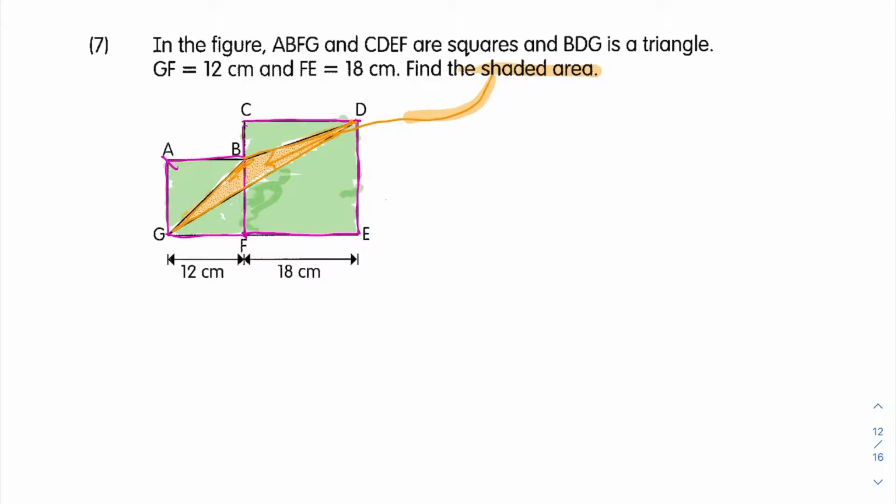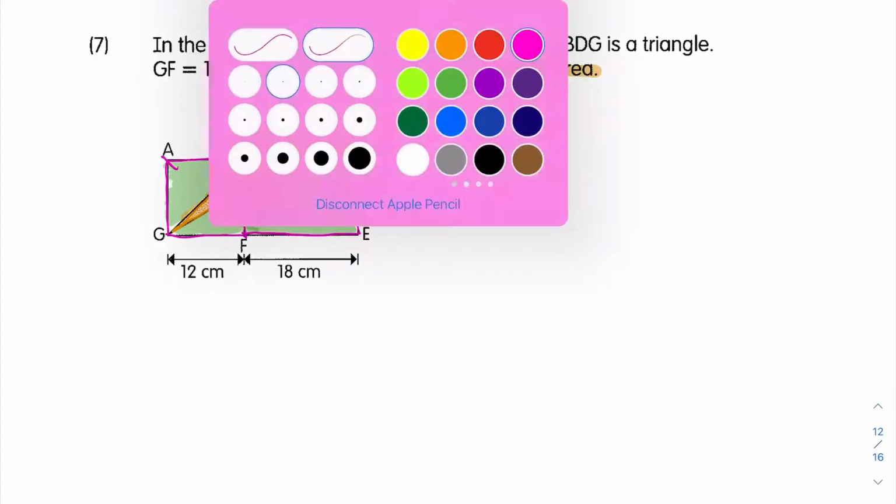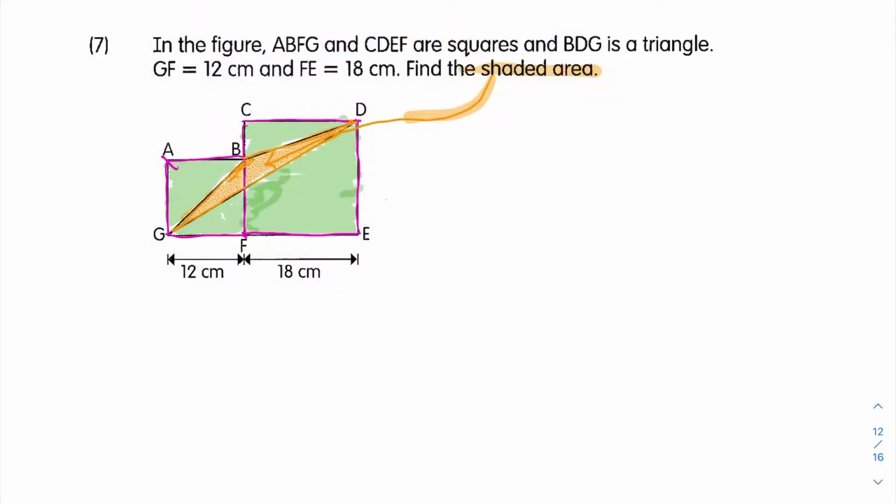Okay. And there really isn't an easy way to find it. We are going to have to find the area of the unshaded part, which is the green part. Okay, so let's see. Area of this will be quite complicated, but it's actually not that hard. Okay, so first part, we're going to find the area of ABFG, this square here. So area of ABFG is 12 times 12, which is 144 square centimeters.